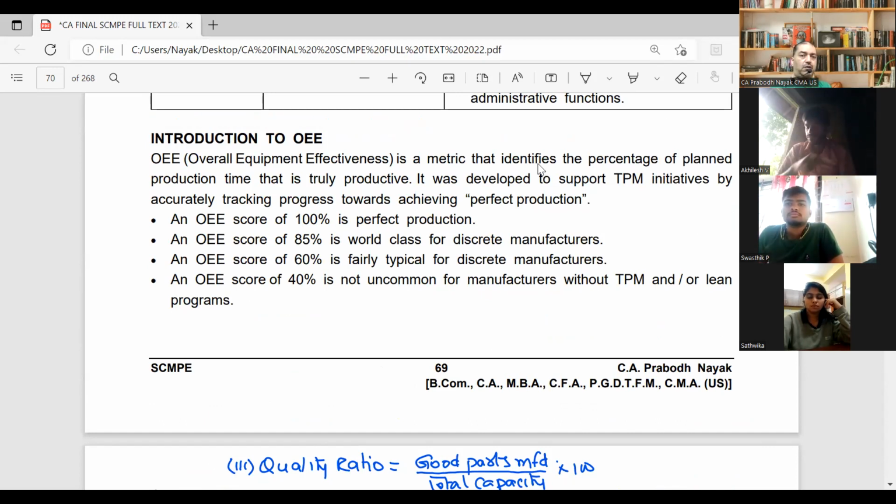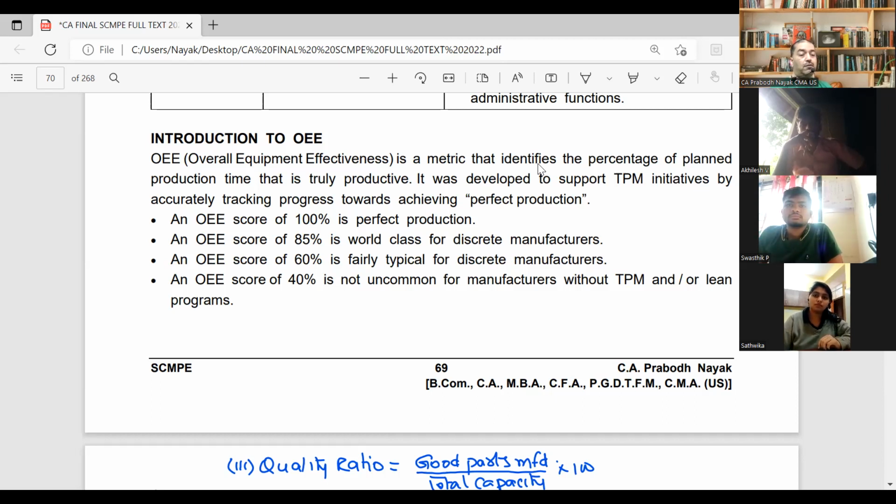100% is not possible, because perfect production is very rare. In fact, there are no companies which are giving you 100% OEE. So something in the range of 85% should be there. If it is not, then it is not world class. That means there is less productivity and less utility of machines. Therefore, you need to do more.